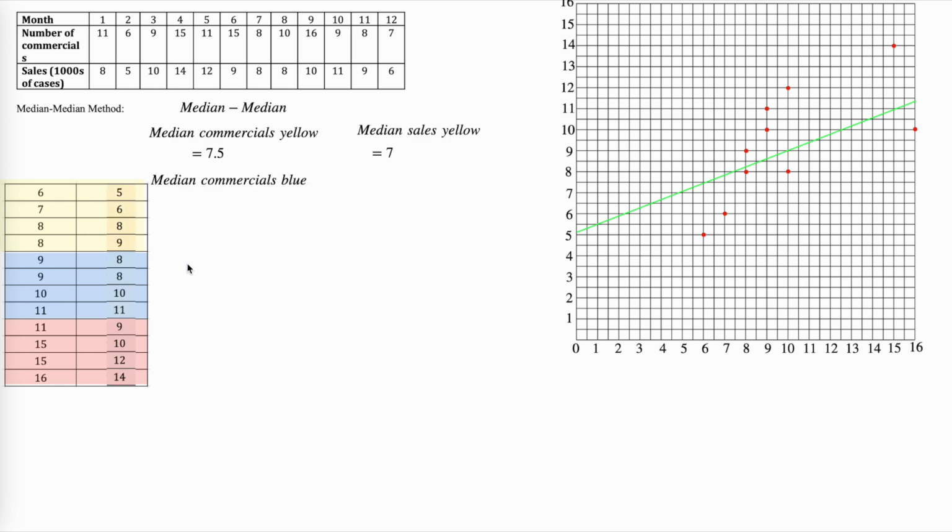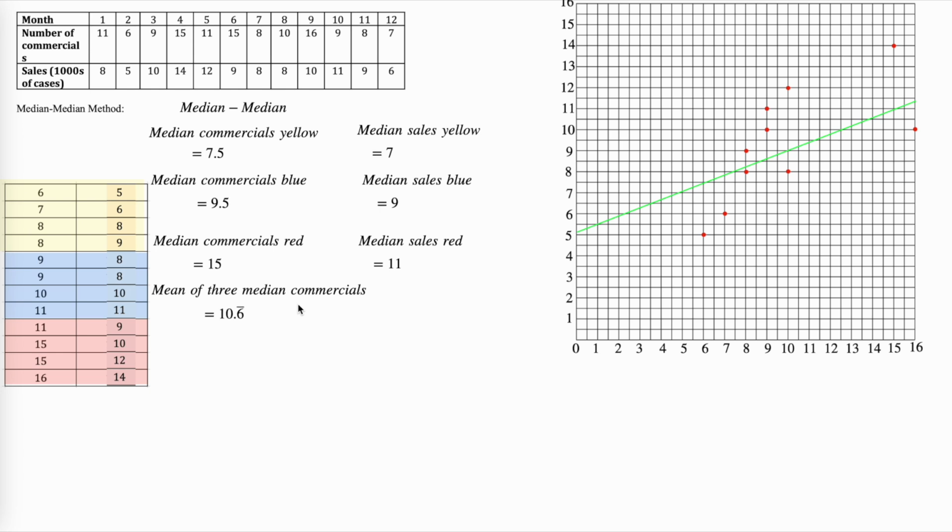Between 9 and 10 is 9.5. And here, between 8 and 10 is 9. Then down here, between 15 and 15 is 15. Between 10 and 12 is 11. Now, I would like to take the average of these medians to get a point.